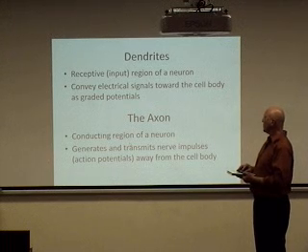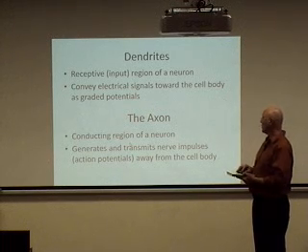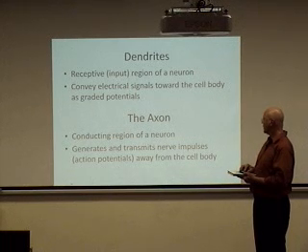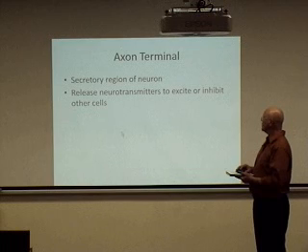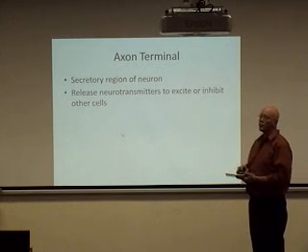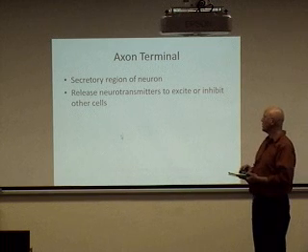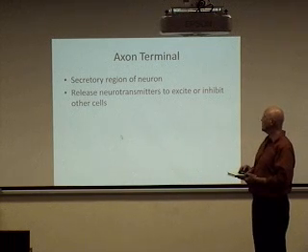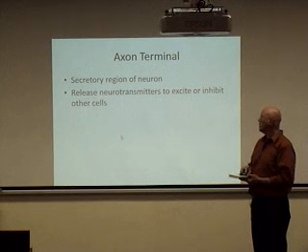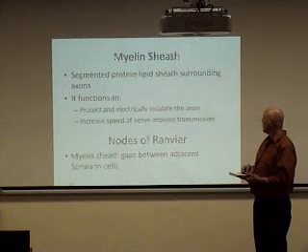The axon is what conducts the electrical impulse down along the neuron, away from the cell body to the axon terminals. And then the axon terminal, this is the secretory region of the neuron. When the electrical impulse, the action potential, gets to the axon terminal, it will cause the release of neurotransmitters, and those neurotransmitters can then either excite or inhibit the next neuron in the chain.